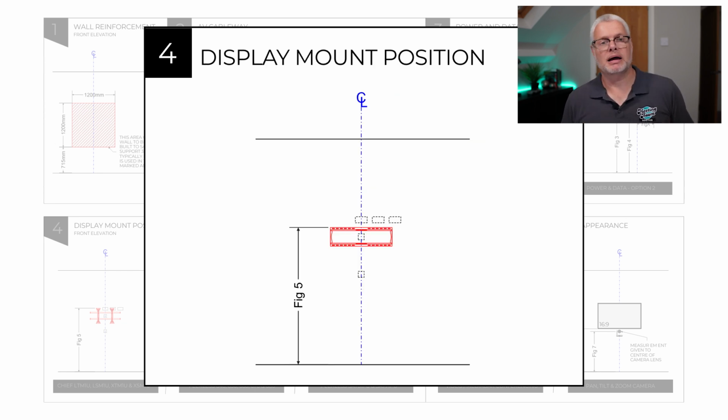So the display mount position is very important. In most cases, displays are mounted 1200 millimeters from the floor, and this figure dictates the bracket position, but also the location of power, data and other cables that need to be run into the system. Importantly as well, it also provides a shadow from the display, where if necessary we can mount other AV related systems out of view.